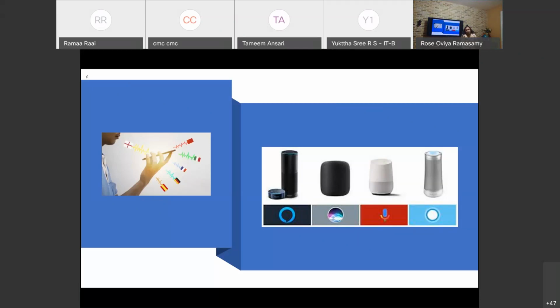My baby, who is 4, I have 3 children. The baby is 4. She's been using Alexa since she started speaking.